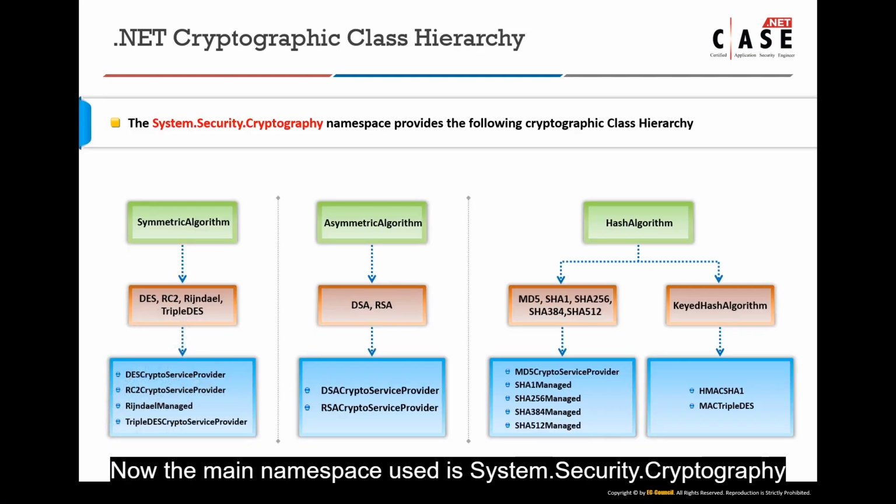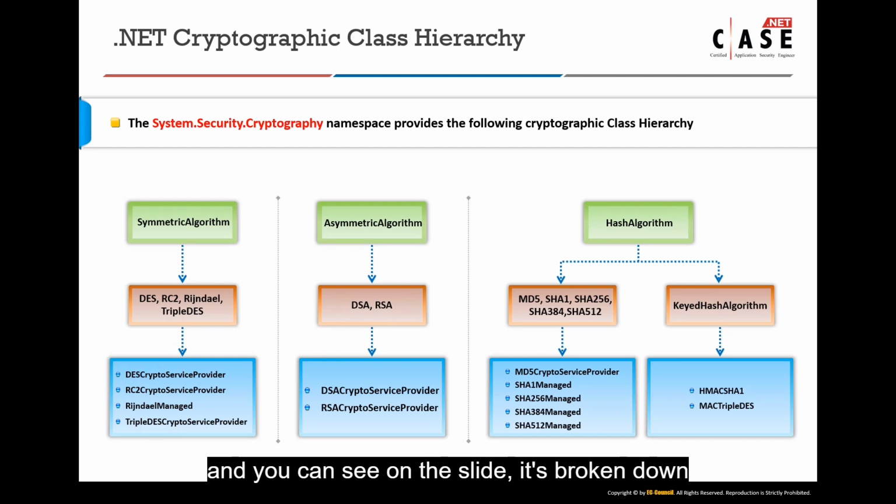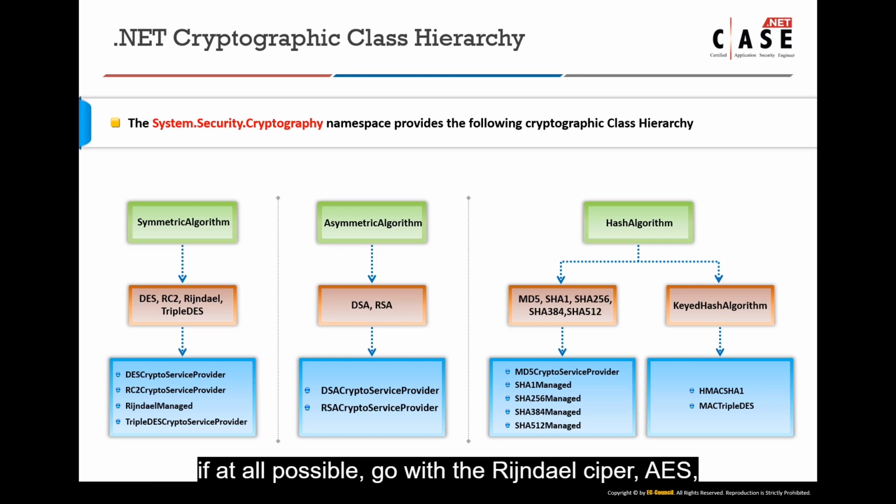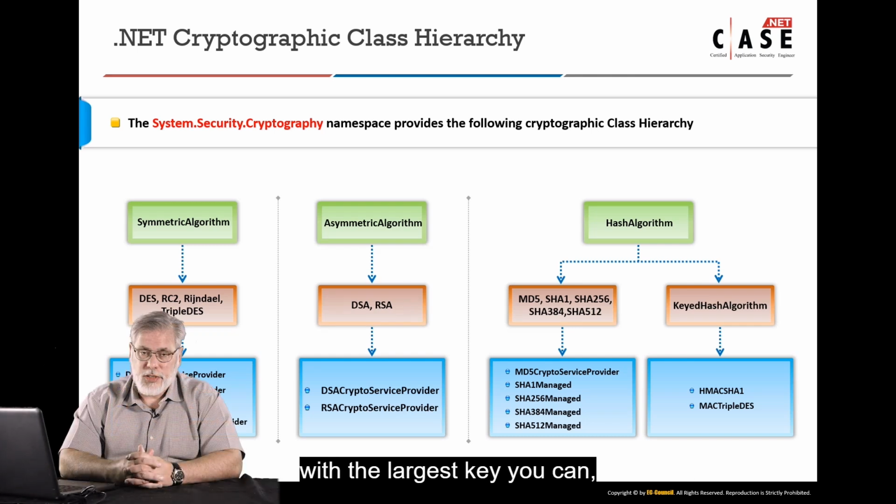Now, the main namespace used is System.Security.Cryptography, and you can see on this slide it's broken down into sub-namespaces, which has symmetric and asymmetric algorithms. It has hashing algorithms. This goes back to use the strongest possible. For example, if you're going to use a symmetric algorithm, if at all possible, go with the Rijndael cipher, AES. If you're going to use asymmetric, usually RSA with the largest key you can.